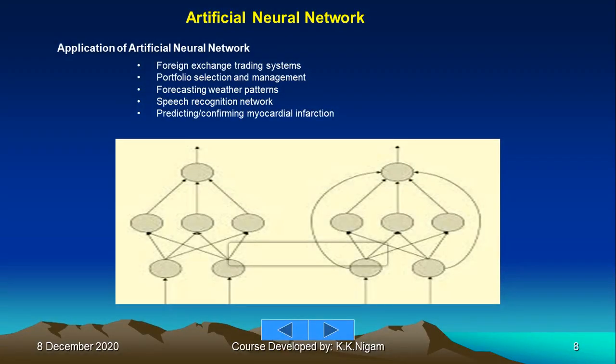Now, applications of artificial neural network are foreign exchange trading system. This is already being used. Portfolio selection and management, forecasting weather patterns, speech recognition network, predicting and confirming myocardial infarction, that is heart attack.